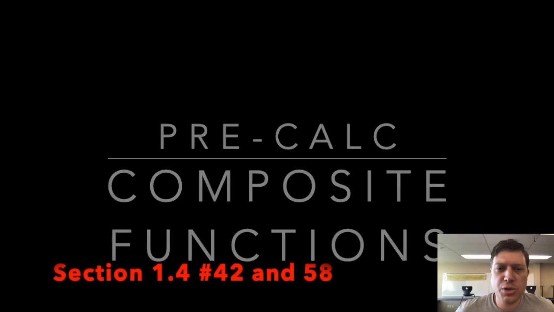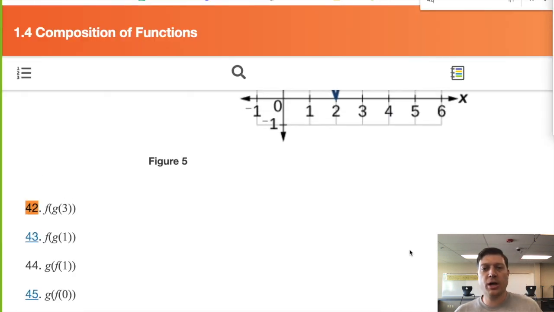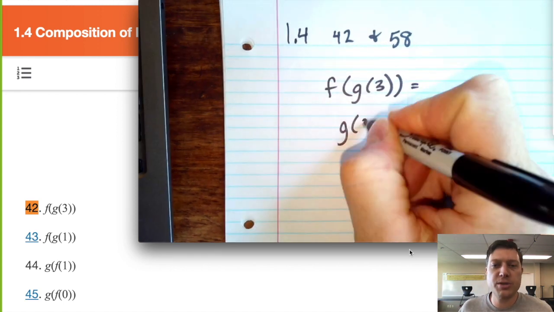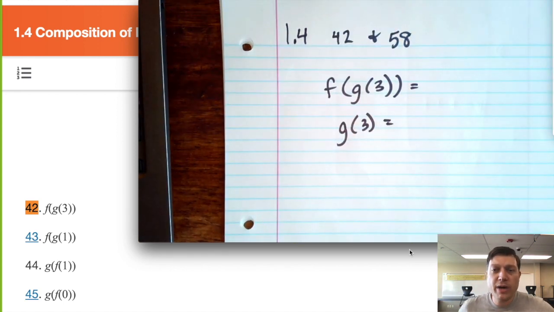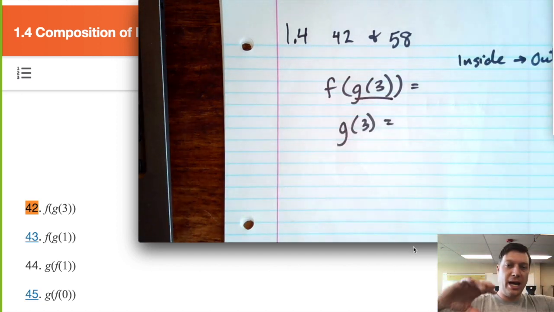We're going to talk about section 1.4, composition of functions. We're working through this one, discussing number 42 and 58. This came up in our conversations in class. The key thing is that whatever's on the inside, the most inside function, we work from the inside out.